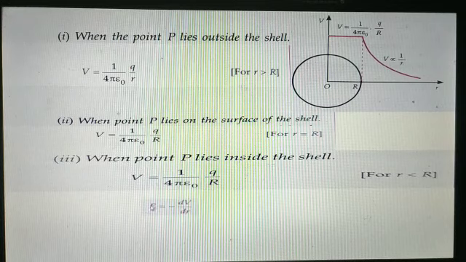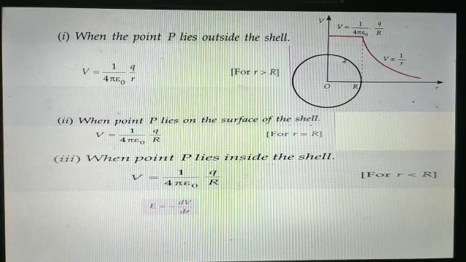In the previous video we discussed how electric field is linked with the potential: E is equal to minus dV by dr. Now we all know for a conducting sphere which is hollow from inside, the value of electric field inside is always 0. So if electric field is 0, then dV by dr is 0, which means V is a constant quantity. Potential here is a constant quantity.